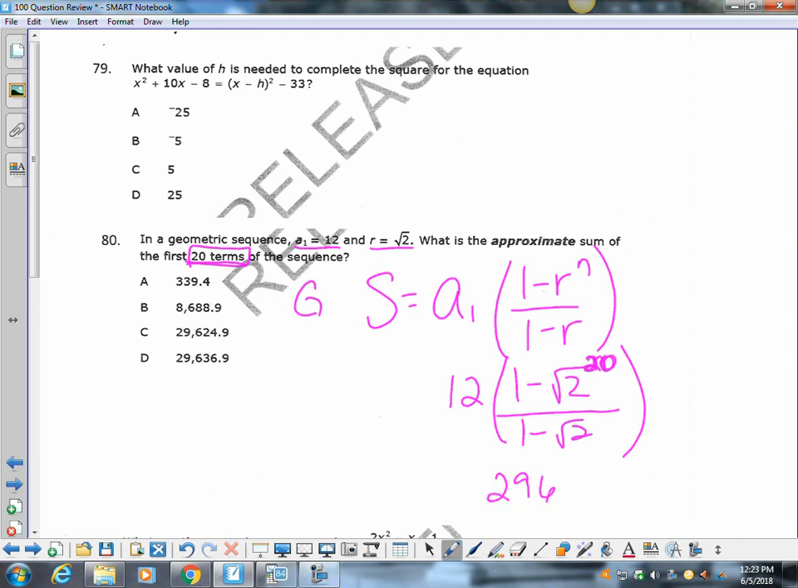Answer's 29636.9. But please take a second and type that in. Pause the video, take a second, type that in, and make sure you're good with how to type that in on your calculator. The worst thing is to have all the math right, but not know how to work the technology that you have available. Okay, so now we're going to go to number 83.